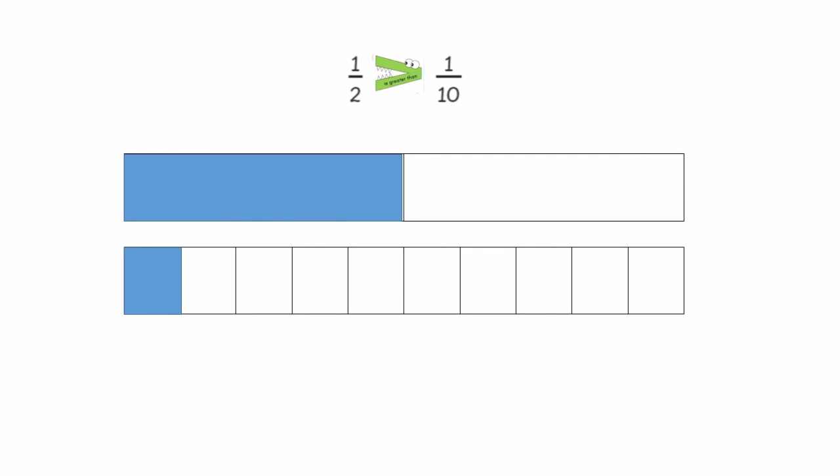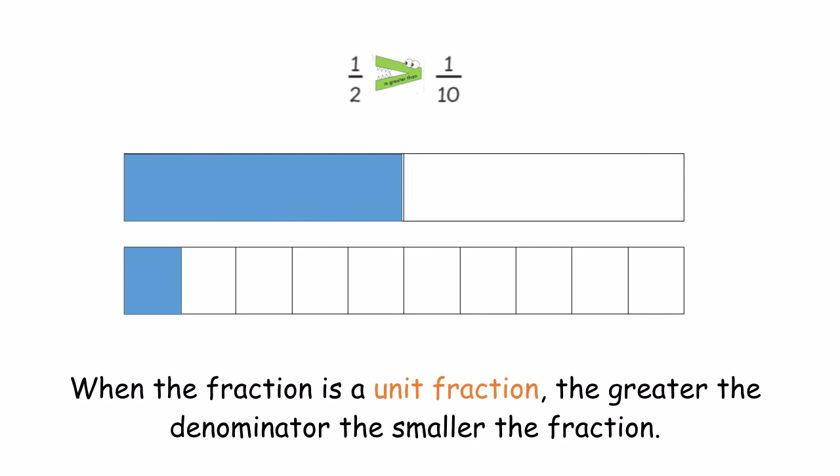Well done. I have noticed that when we're looking at unit fractions, that means fractions with a numerator of 1, when we look at those types of fractions, the greater the denominator, the smaller the fraction. Do you agree with me that when the fraction is a unit fraction, the greater the denominator, the smaller the fraction? Let's see if we are correct.